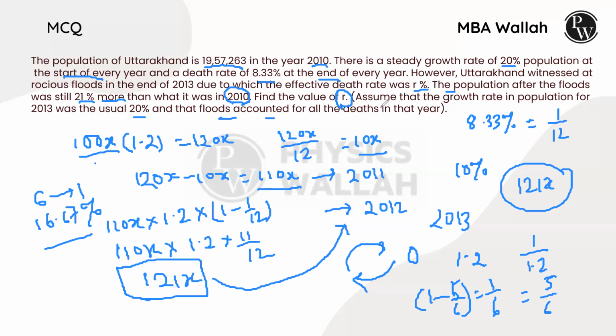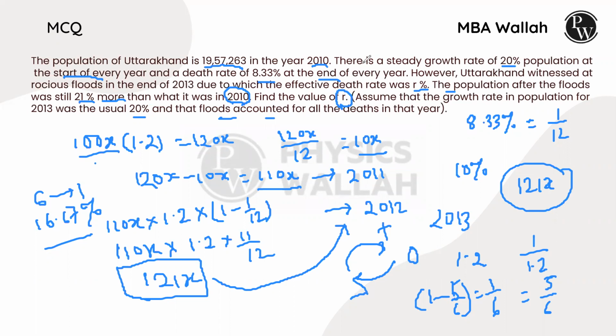So the value that we intend to find out, that is the death rate in 2013, which is inclusive of the flood and everything, and the flood accounts for all the deaths. So the value of R is going to be 16.67%. How have we found this out? We have first found the total number of people just before 2013, and after the end of 2013, what's the total number of people, what's the change, and what are the factors influencing the change, which means the growth factor and the shrinkage factor.